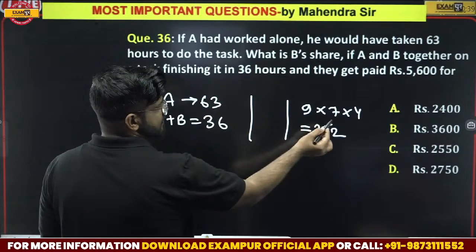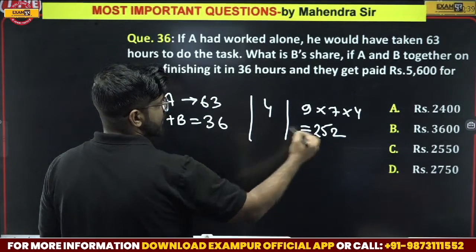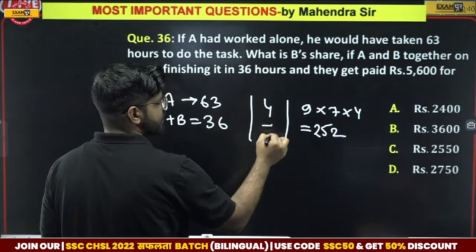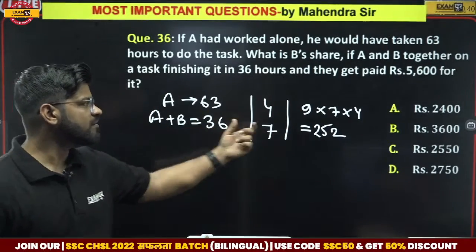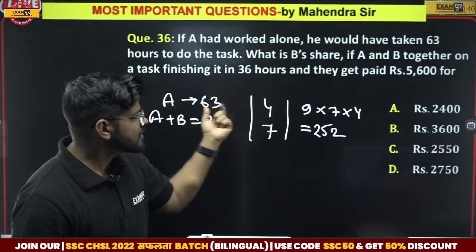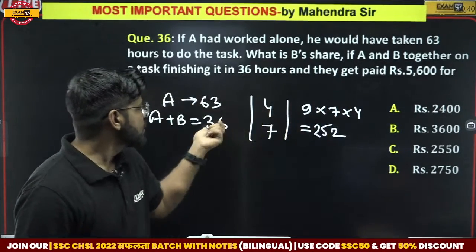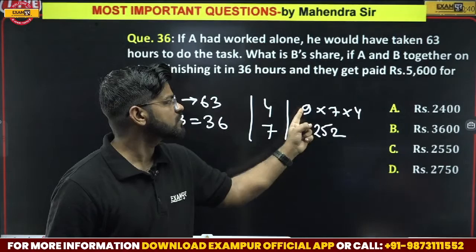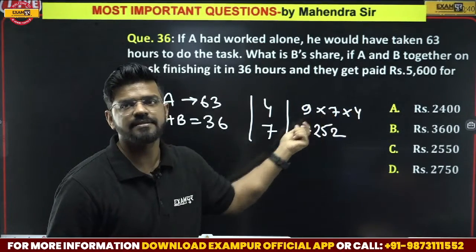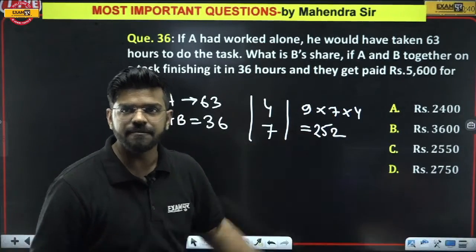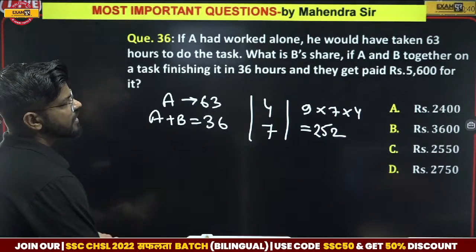When you divide 252 by 63, you will get 4. When you divide it by 36, since 9 fours are 36, you will get 7. Simple. Clear?